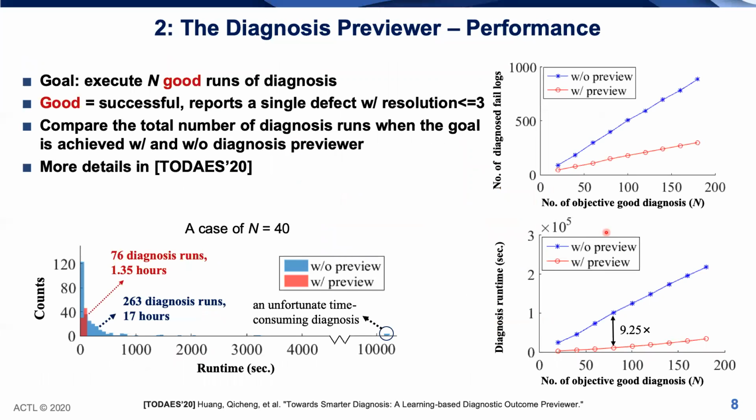Here is an experimental example to verify the performance of the previewer. Say the goal is to execute n good runs of diagnosis which successfully report a single defect with resolution smaller than or equal to 3. We compare the total number of diagnosis runs when the goal is achieved with and without the diagnosis previewer. In the case of n equals 40, 263 diagnosis runs are needed without the help of the previewer, which add up to a total time of 17 hours. In contrast, with the previewer, only 76 diagnosis runs and 1.35 hours are needed. When varying the value of n, we also see significant speedups brought by the previewer, for example, up to 9 times reduction in overall diagnosis runtime.